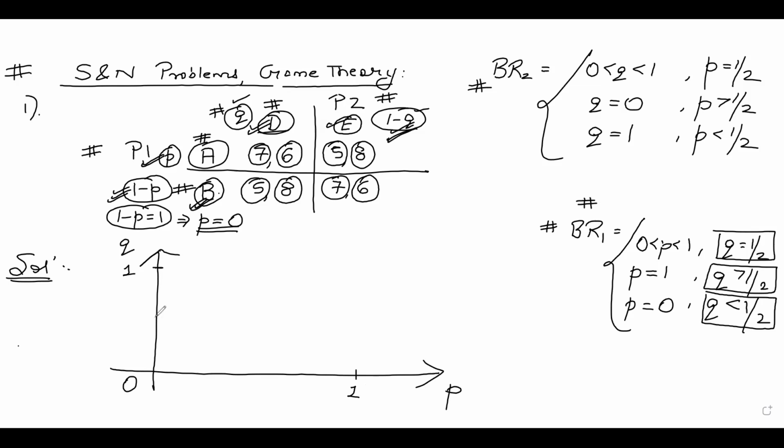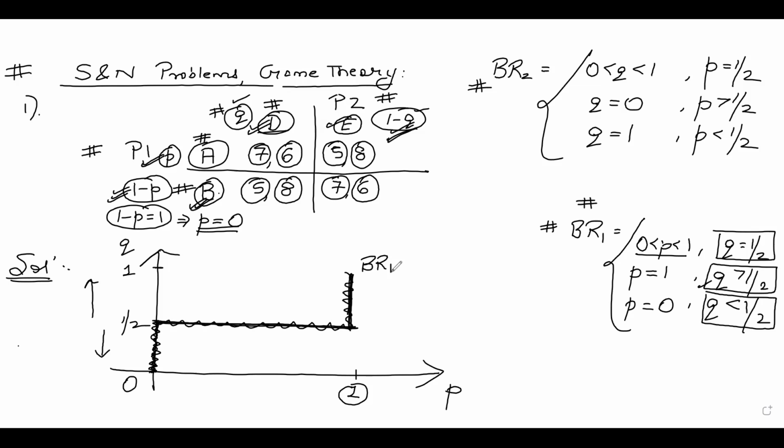So when Q is equal to half, P lies between 0 and 1. When Q is more than half, P is exactly equal to 1. You can see that when Q is more than half, P is exactly equal to 1. So a vertical line here. And when Q is less than half, P is equal to 0. So P equal to 0 is this. So this line, and this line depicts the best response function for player 1.